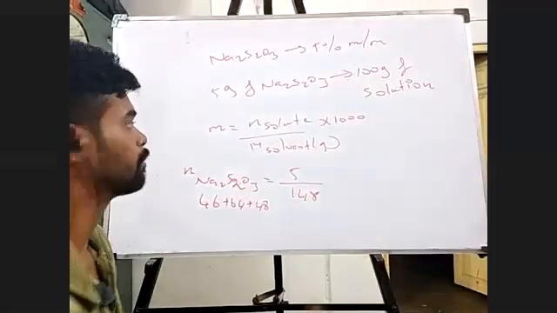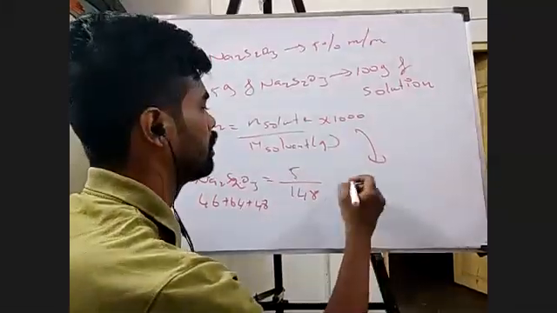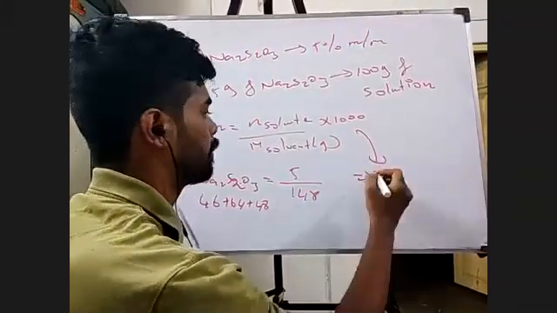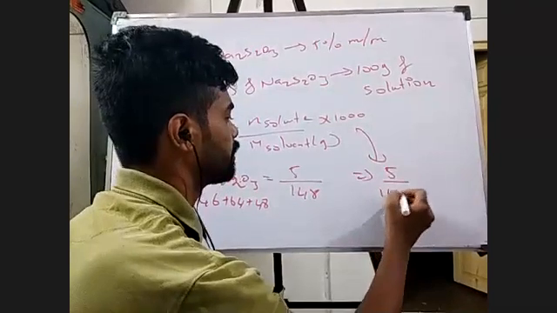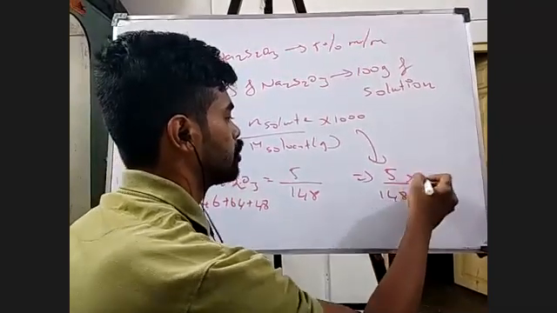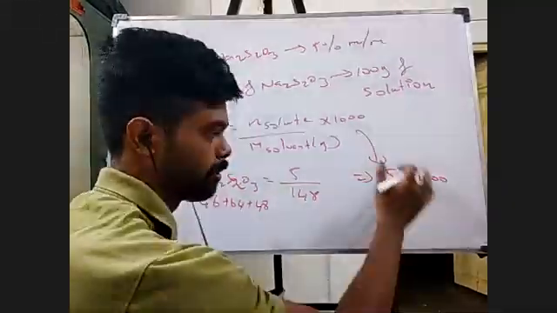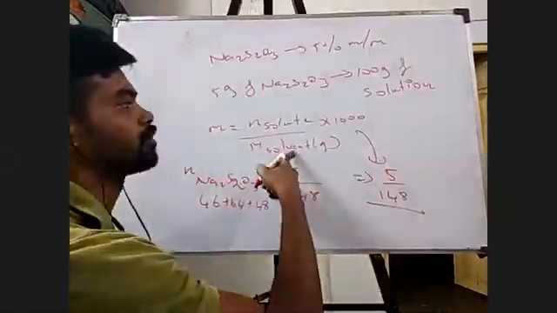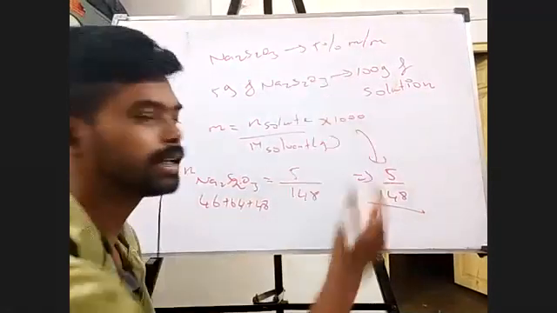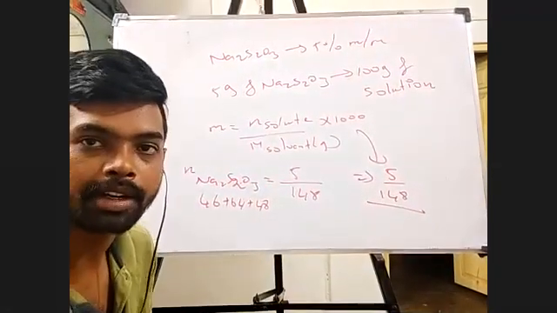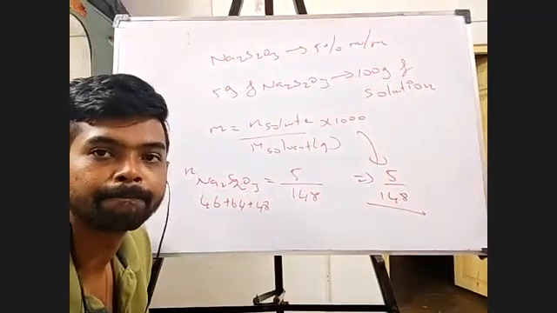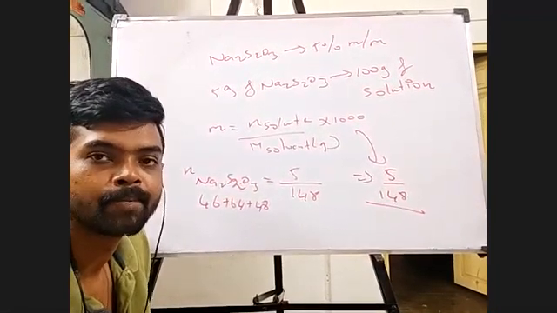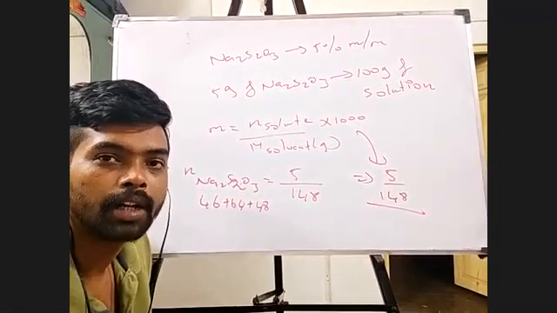Right? Now I'll substitute there. So if I go for my molality, it will be equal to the number of moles of solute, that is 5 divided by 148, into 1000. Oh, sorry, this is the number of moles. Now divided by the mass of solvent. Okay. Now quickly think and tell me, what is the mass of solvent here?